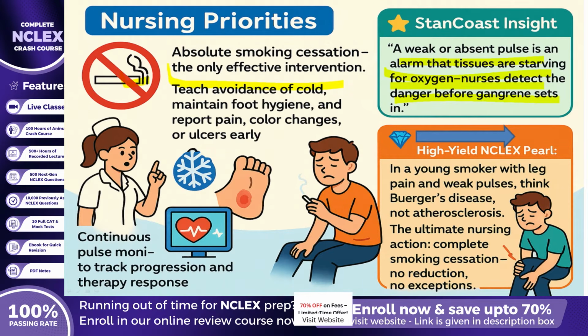And moving toward a Stan Coast high-yield NCLEX Pearl. Keep this golden rule in mind. A weak or absent distal pulse in a young smoker with leg pain points toward Buerger's disease, not atherosclerosis. The absolute nursing priority is complete smoking cessation. No reduction, no exceptions.